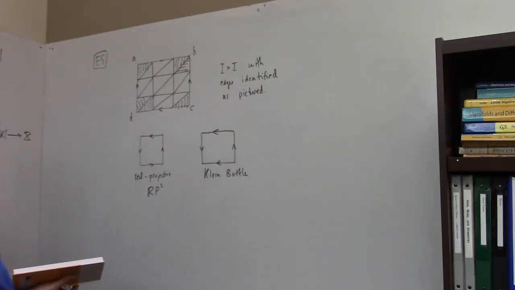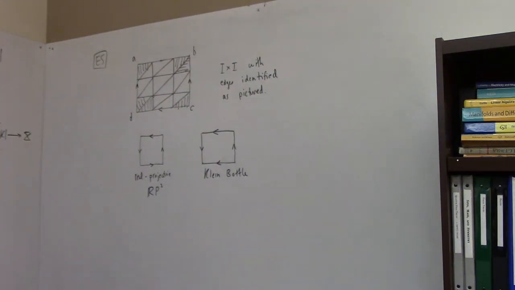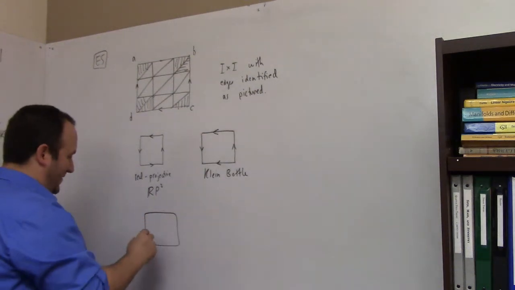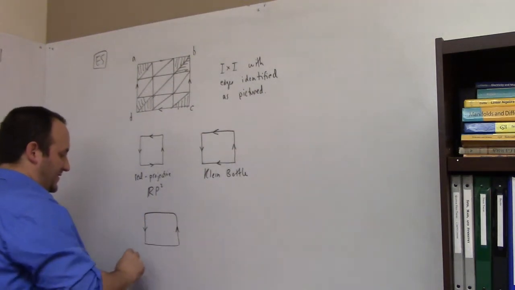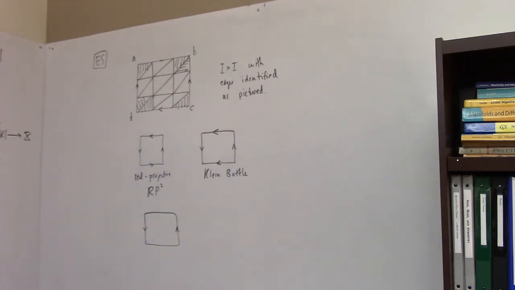Isn't that also the Mobius strip? The Mobius strip only has one identification. I see. So if you didn't have the left and right one, just the top line, that's the Mobius strip. Right. All right. Let's see. Where was I? Over here.